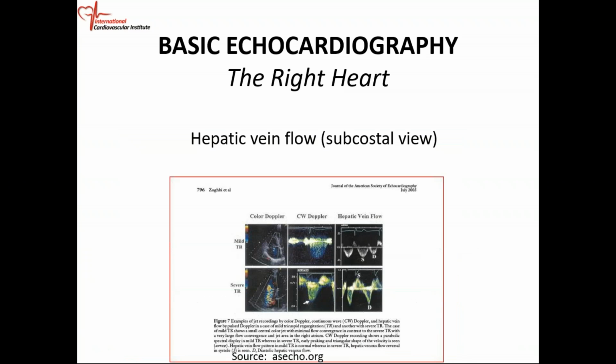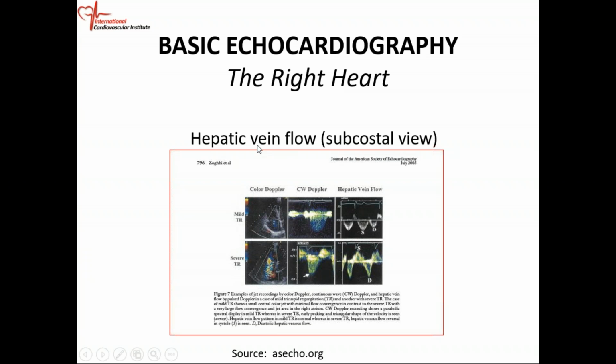Okay, and then with your hepatic vein flow. These are two scenarios: one with mild TR and the other with severe TR. With your mild TR, of course, you can see a little bit of color, less than 20% of the right atrium. The CW Doppler is faint, the contour is rounded. The hepatic vein flow, your systolic component, your diastolic component and your atrial flow reversal, are all below the baseline.